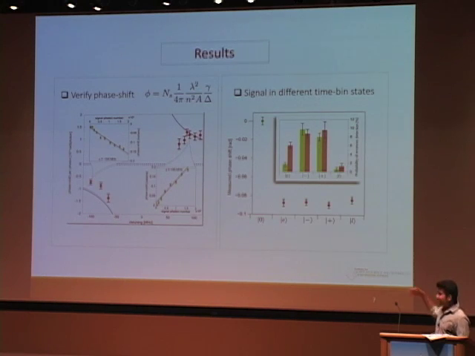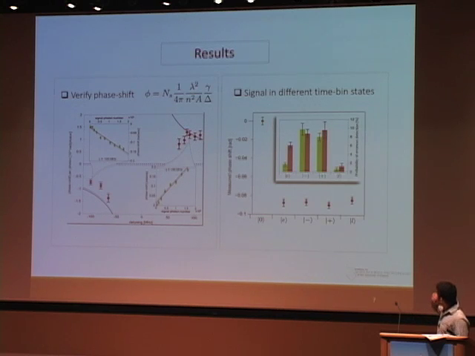And when you instead send in your signal in whatever different time-bin qubit states, you end up getting exactly the same phase shift for each of them. So the phase shift does not depend on your qubit state, which is what you want. Now, does this kind of interaction induce any errors?